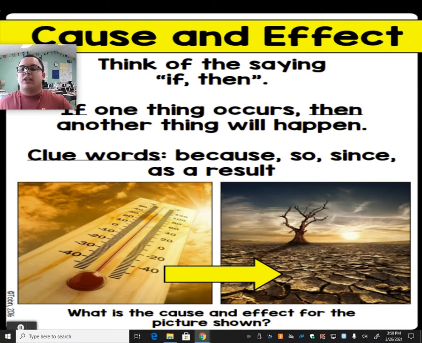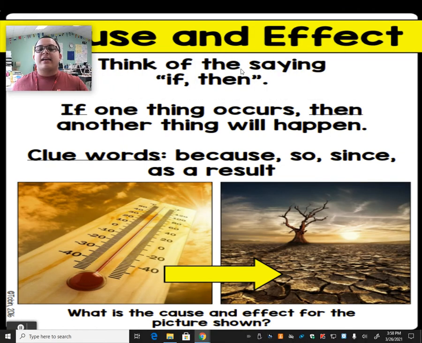Looking back at cause and effect, think of the saying if then. If one thing occurs, then another thing would happen. Some clue words that show you that cause and effect are taking place are because, so, since, and as a result.